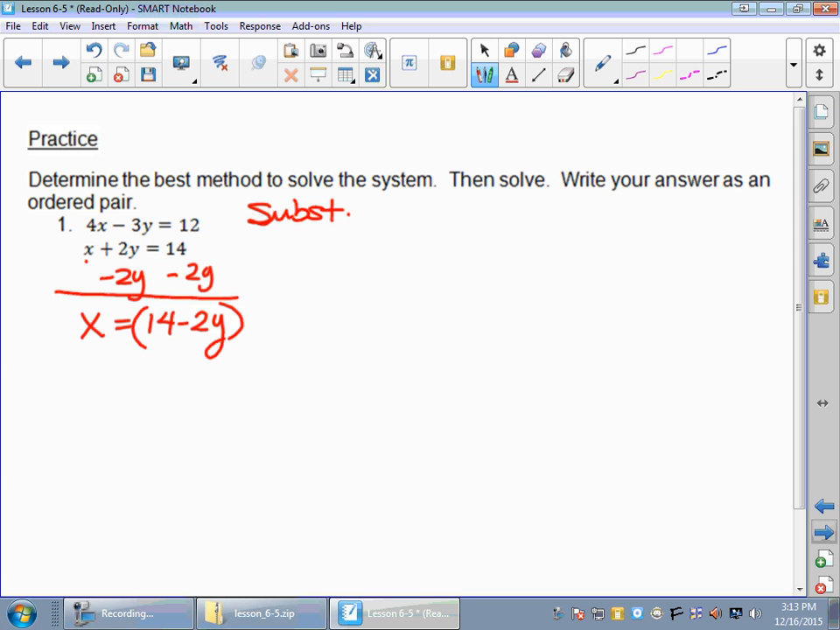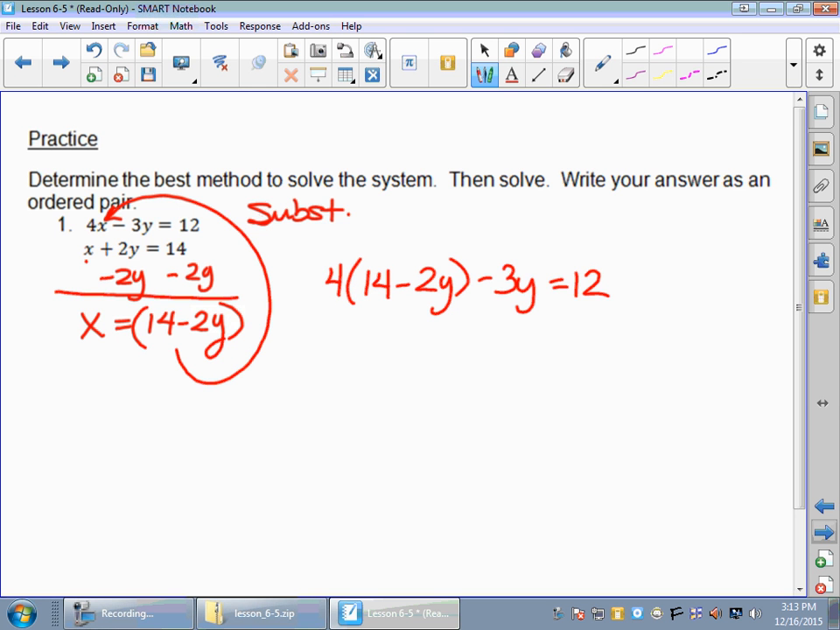Since I am using the second equation, I have to plug it into the first equation. So I'm going to replace or substitute the x value in the first equation with 14 minus 2y. So I end up with 4 times the quantity, 14 minus 2y, minus 3y equal to 12. So notice there's no more x involved in the equation at all.